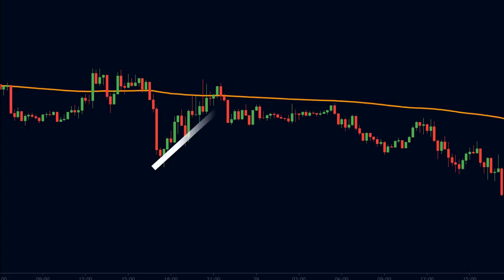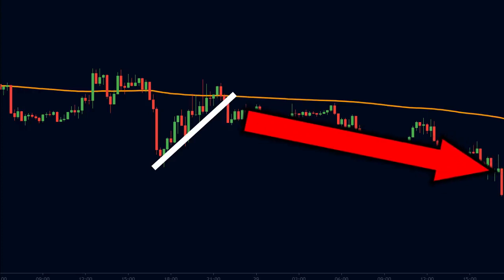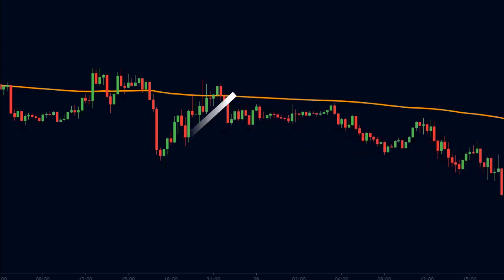So we will create a short-term trend line on the pullback. The price breaks the trend line on this candle. Hence we will sell here. And as you can see, the price made a strong down move after our entry.